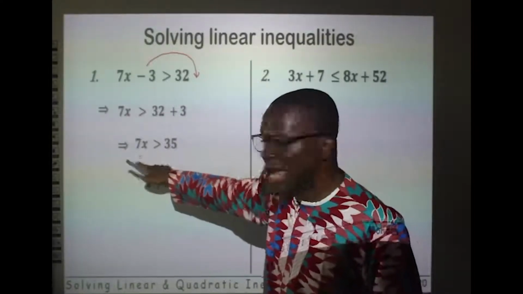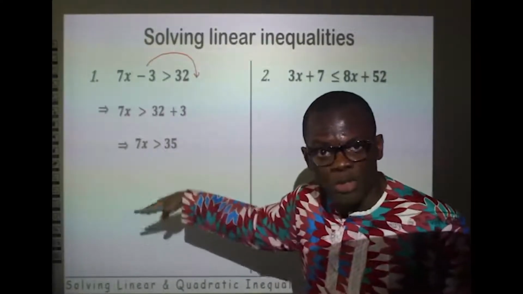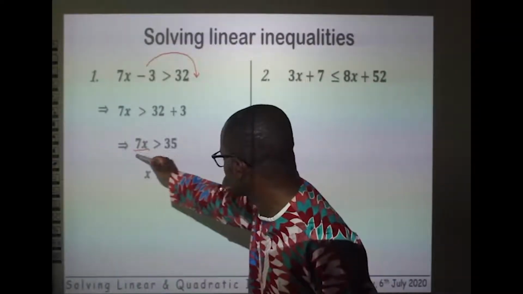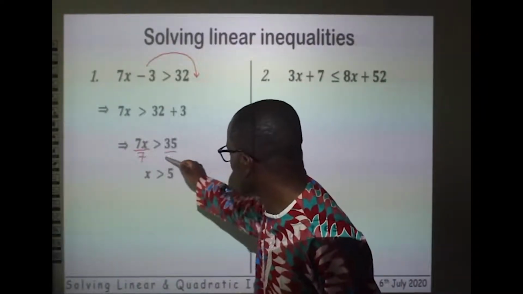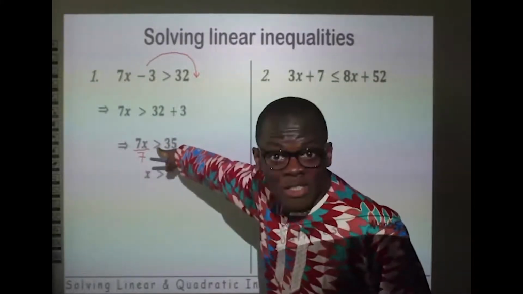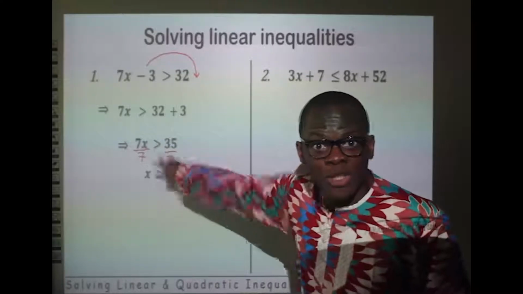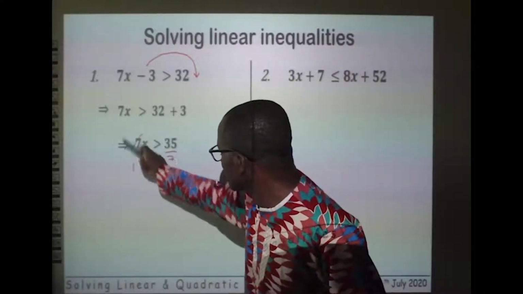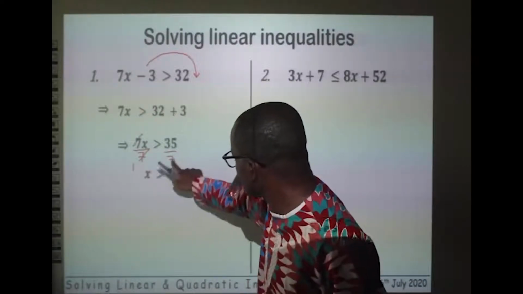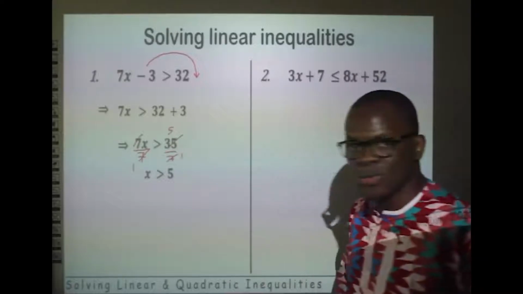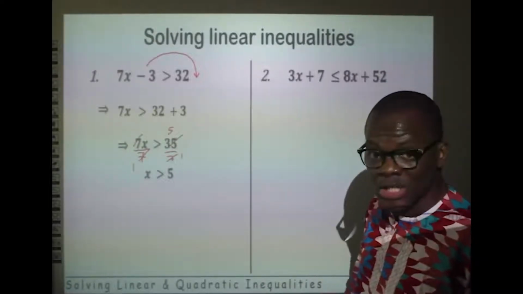And from here, to get x, what do you do? You divide both sides by 7, exactly. Now of course remember, 7 is a positive number, so that does not affect the inequality sign. It stays the same, it doesn't change. The 7 cancels the 7 and you're left with x is greater than 35 over 7, which gives you 5. And there you go, x is greater than 5.